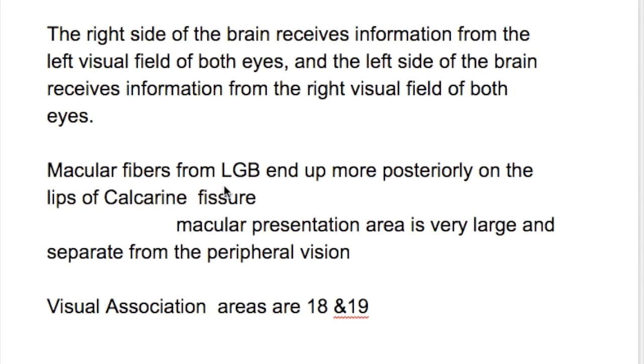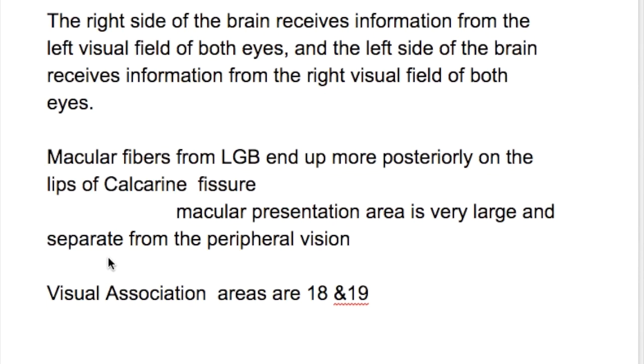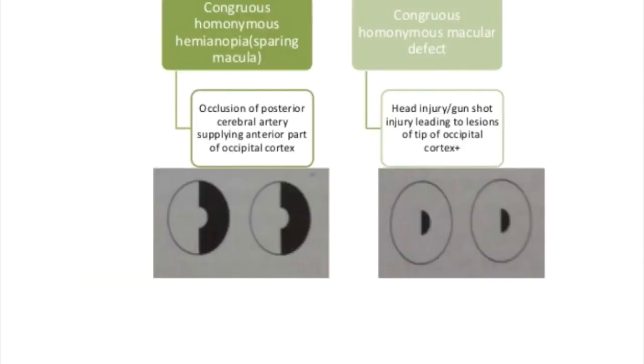The macular fibers from the lateral geniculate body end more posteriorly on the lips of the calcarine fissure. The macular representation area is very large and separate from the peripheral. Which arterial occlusion produces homonymous hemianopia? Blood supply of the occipital cortex is by the posterior cerebral artery and branches of the middle cerebral artery. Occlusion of the posterior cerebral artery produces homonymous hemianopia with sparing of the macular area.